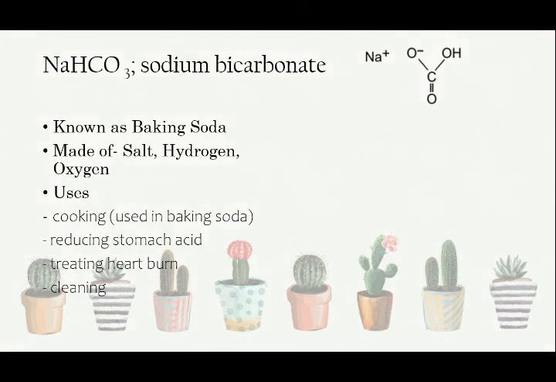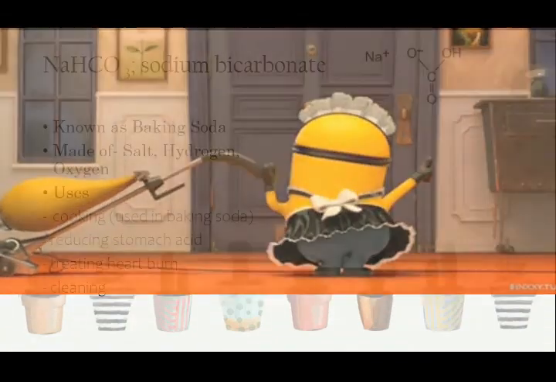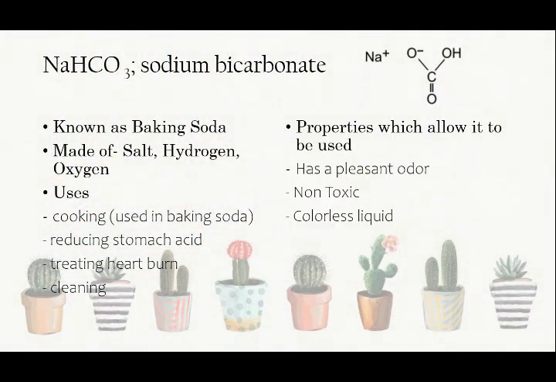Other than that, treating heartburn. And lastly, sodium bicarbonate is used for cleaning. The properties which allow it to be used are it has a pleasant odor, non-toxic, and colorless liquid. So, there are some examples of ionic compounds that we use in daily life.